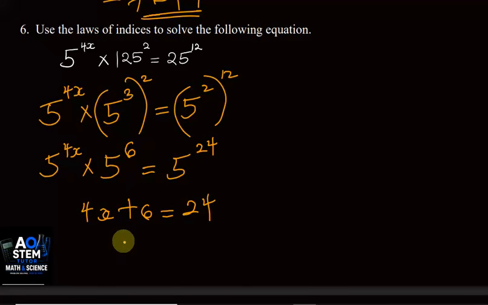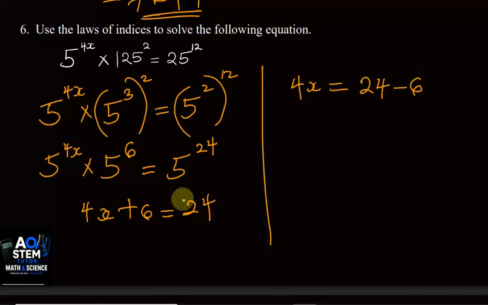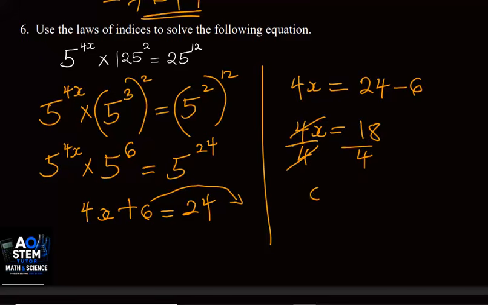We can collect like terms. We will have 4x is equal to 24 minus 6, when you take this 6 to the other side. This means 4x is equal to 18. To get x, we divide both sides by 4. Then we simplify. X will be 18 divided by 4, which is 4.5. So this is our answer.